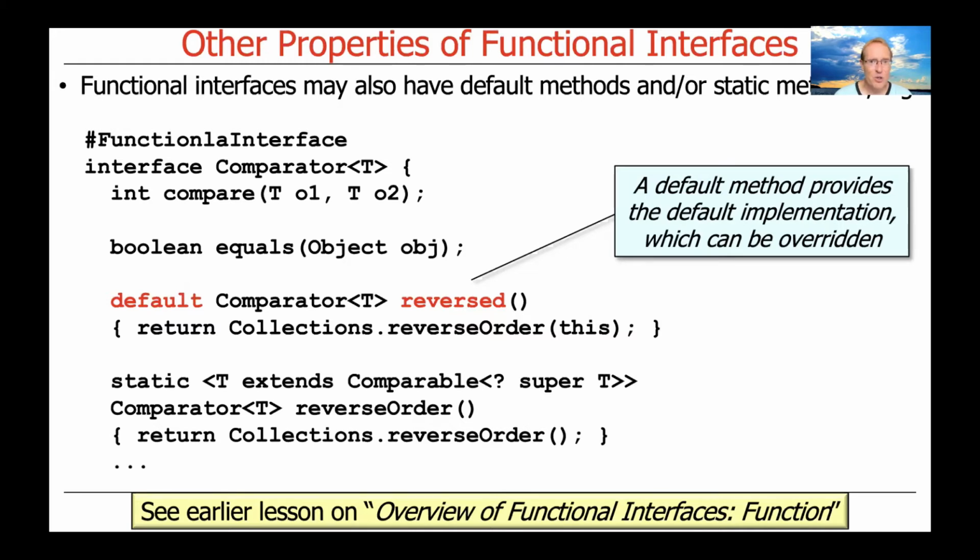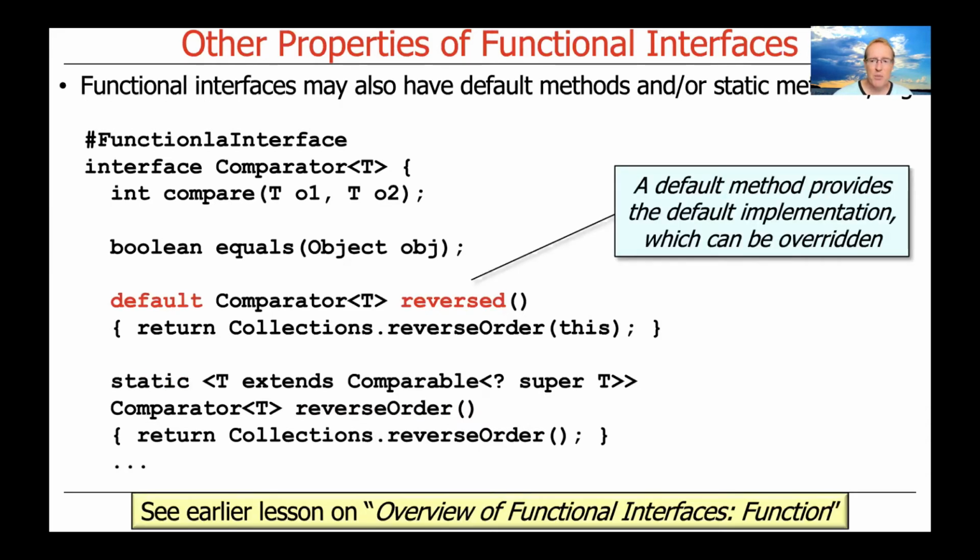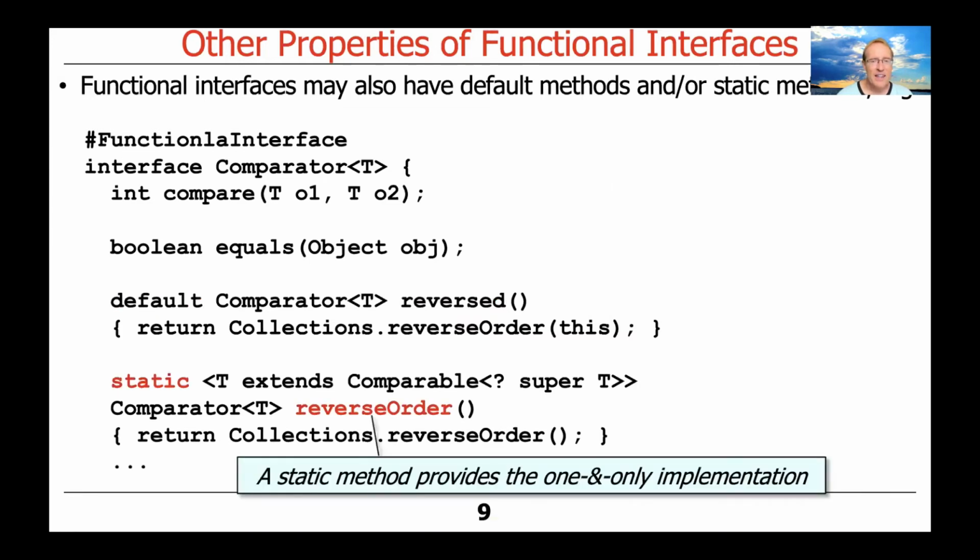And if you don't do anything to the contrary, if you don't override that method in some implementation of the comparator interface, it'll go ahead and choose that one. There's also a static method called reverseOrder. And unlike default methods, which can be overridden by implementations, the reverseOrder method is static. So it's the one and only definition of this particular implementation. So again, you can use this without requiring an object of the class because that's the way that static methods work.